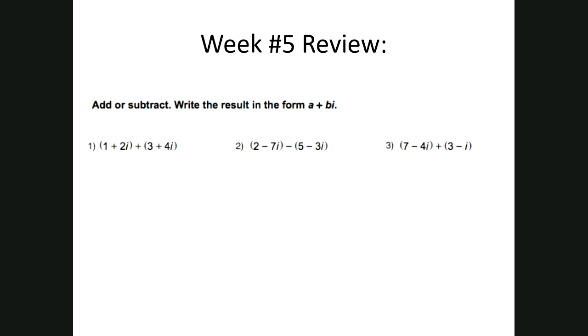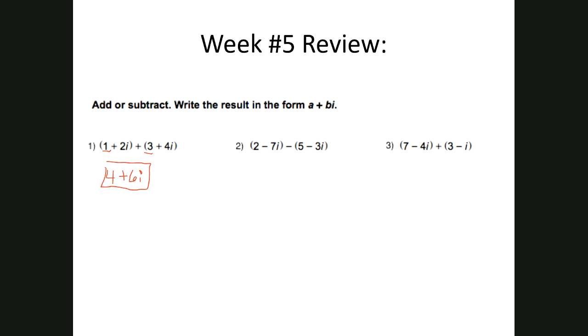So here I could just add 1 plus 3, that gives me 4. 2i plus 4i, that gives me 6i. I am done. That is all you have to do. It's just i is just like a regular variable. If we start multiplying it and we get i squared, then remember i squared is equal to -1. So we have to be able to rewrite that.